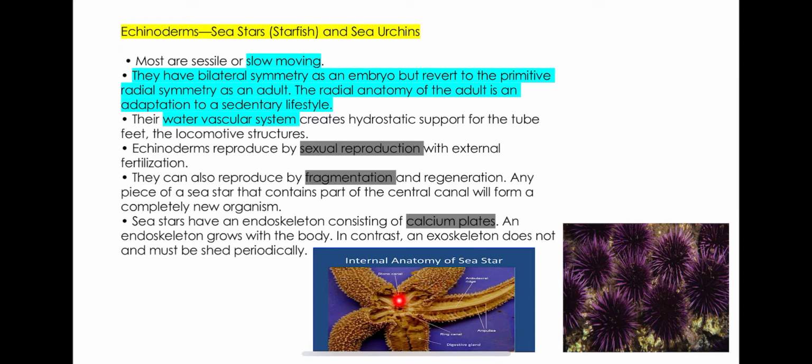They have an endoskeleton, not an exoskeleton. The skeleton is called endoskeleton because it's inside the body. What's the difference between exoskeleton and endoskeleton? Exoskeleton in arthropods is outside the body, endoskeleton inside the body. Exoskeleton cannot grow with the body. That's why organisms with exoskeleton shed their skeleton while growing. In organisms with endoskeleton, the endoskeleton can grow, and it consists of calcium plates.